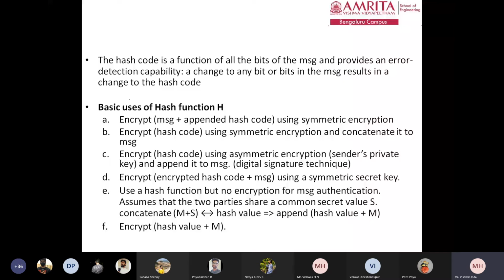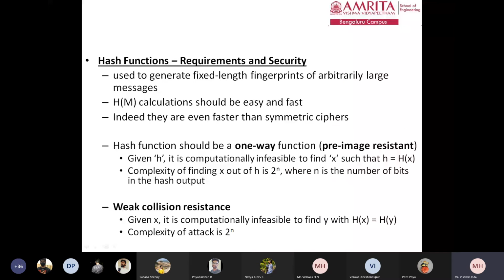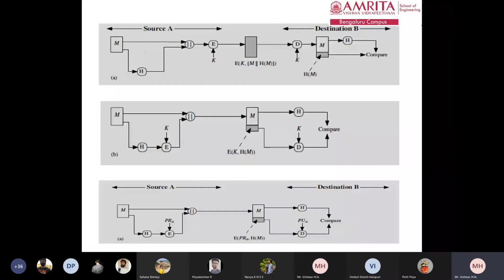Okay. You have a message. You are giving that message into the hash function, h of m, and the message, you are encrypting it using a key. You can see here, you are encrypting using a key.